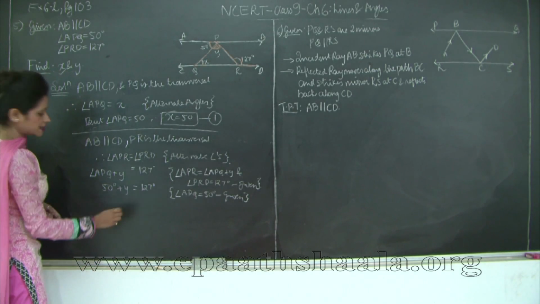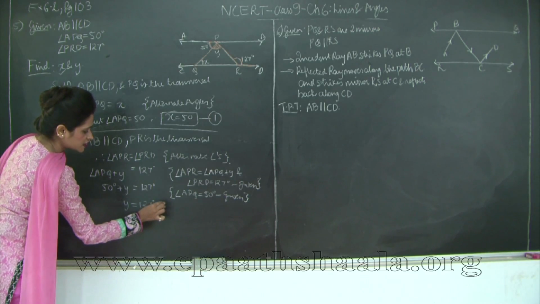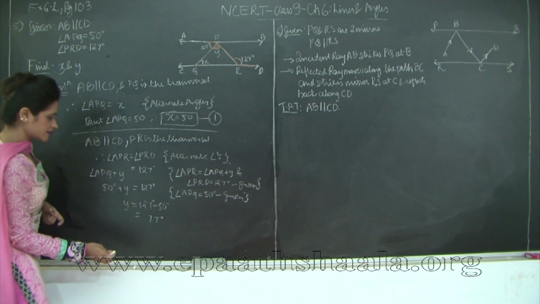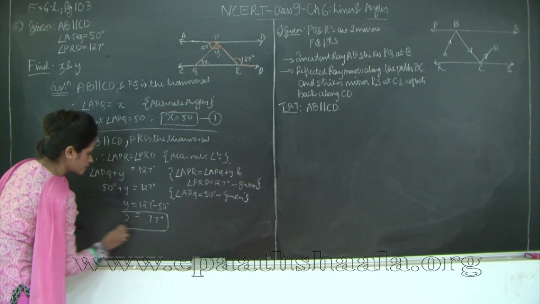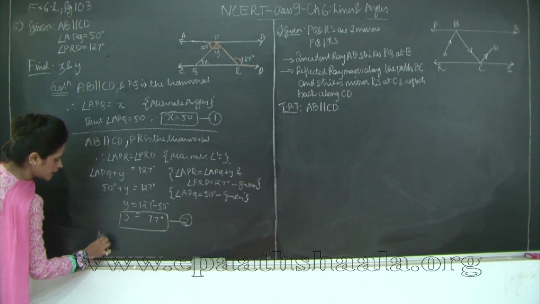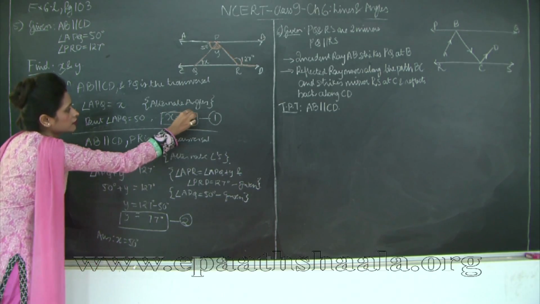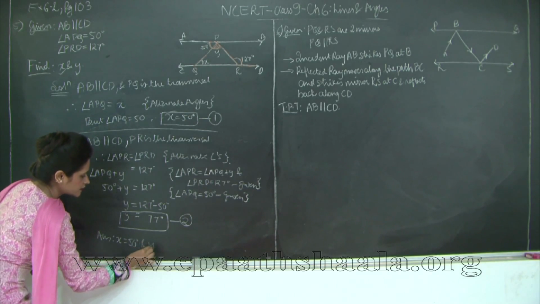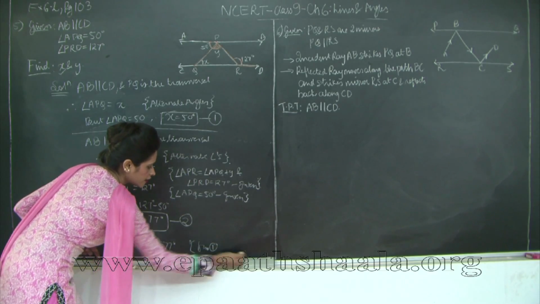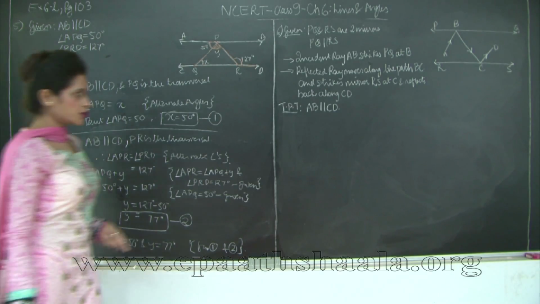Correct? Now get your 50 on the right hand side. Therefore you get Y is equal to 127 degrees minus 50 degrees. So this is going to be 77 degrees. And I'll mark this as 2. So your answers are going to be 1 and 2. I'll say answer: X is equal to 50 degrees and Y is equal to 77 degrees, from 1 and 2. Right? So this was the solution to our question number 5.